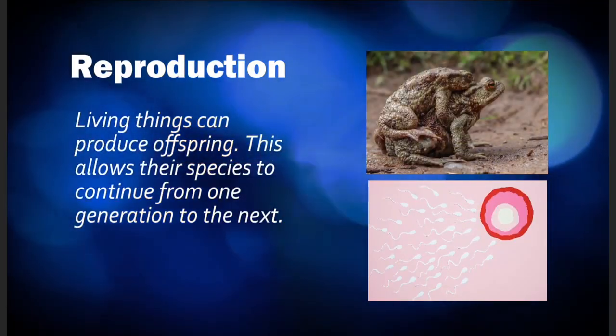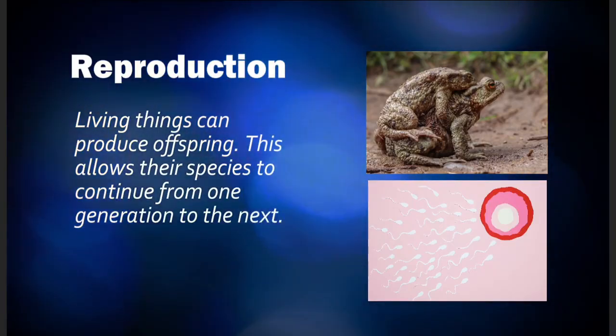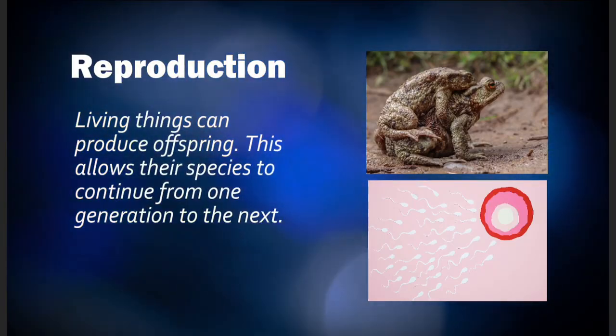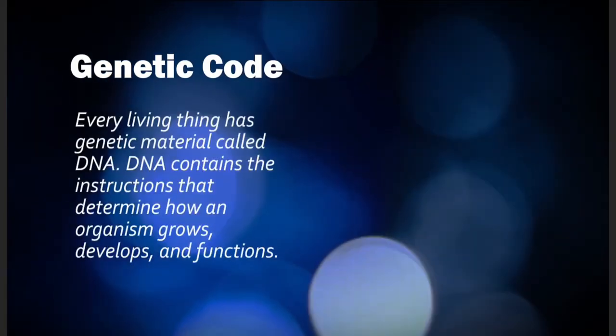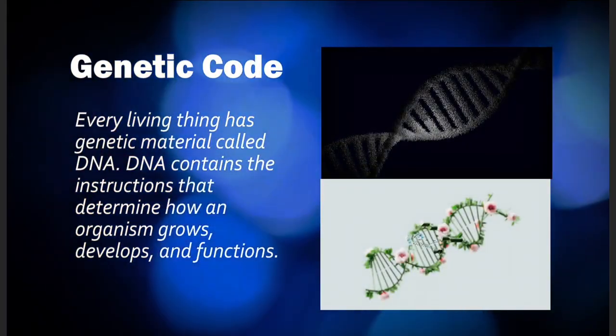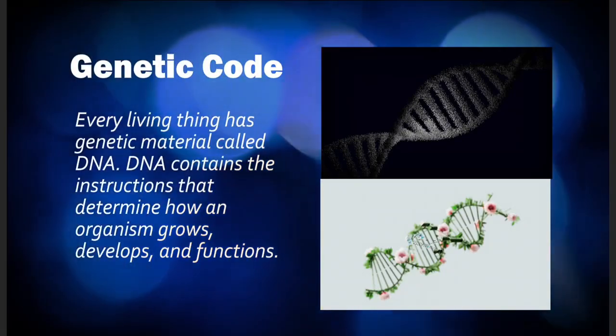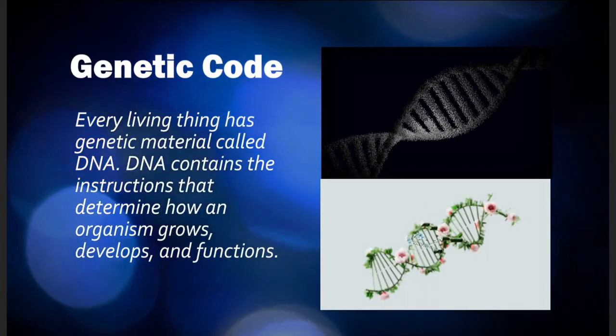Second characteristic is that they can reproduce. Living things can produce offspring, and by this, they allow their species to continue from one generation to the next generation. Third is that it is based on genetic code. Every living thing has genetic material called DNA. DNA contains the instructions that determine how an organism grows, develops, and functions as a living organism.